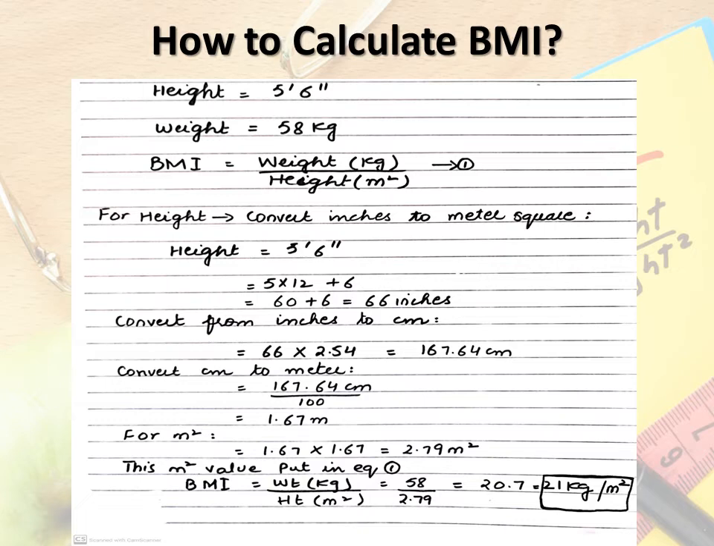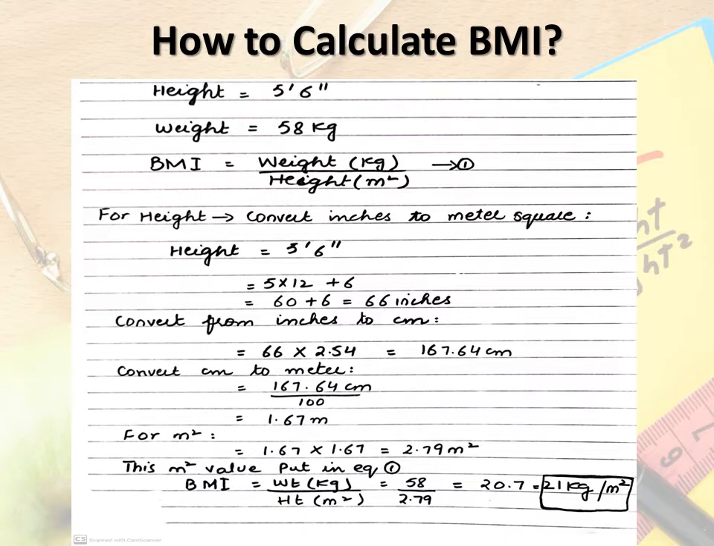How to calculate the BMI? This is the formula which we use, as an example. I have a female with height 5 feet and 6 inches and weight 58. This is the conversion, and in the last you can see the BMI is 21 kg per meter square.